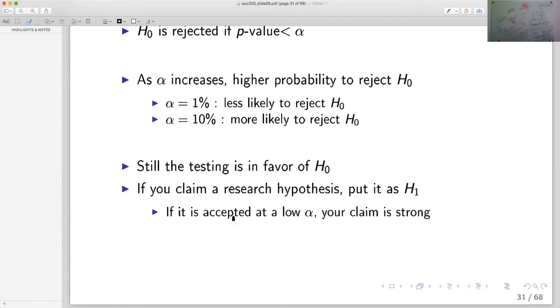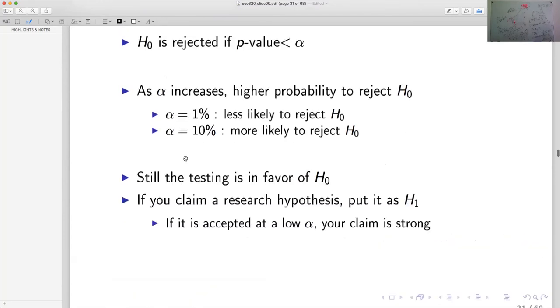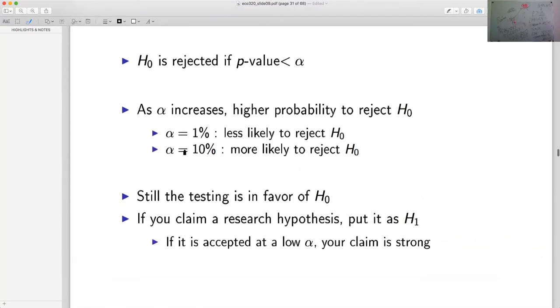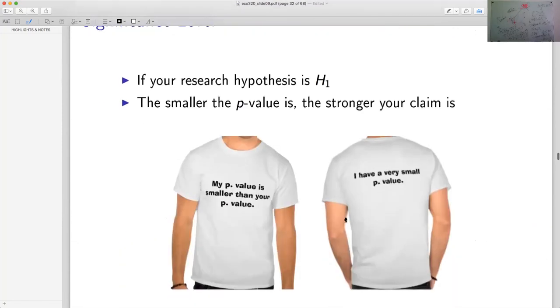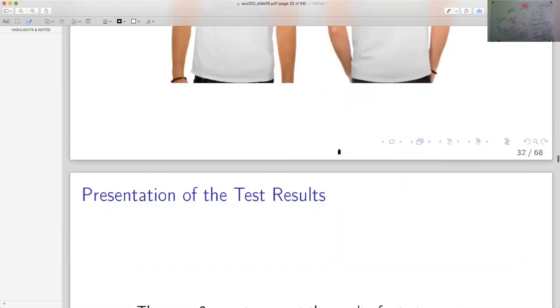If you claim a research hypothesis, put it as the null hypothesis. If it's rejected at a low alpha, your claim is strong. For example, if you reject the null hypothesis at the 1% level, that is much stronger than rejecting at the 10% level. So rejecting at a smaller alpha gives you a stronger claim. If your research hypothesis is the alternative, the smaller the p-value, the stronger your claim is.